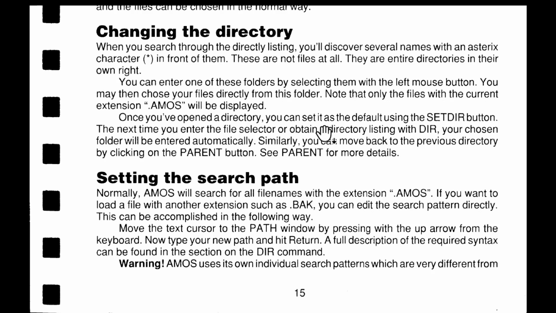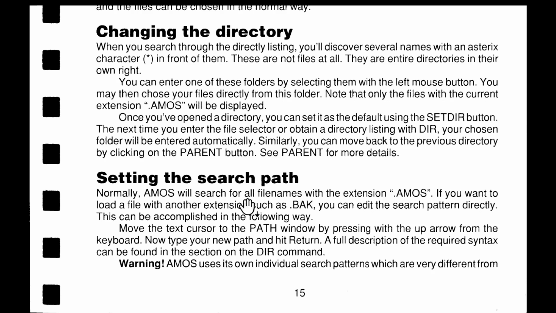Once you've opened a directory, you can set it as the default using the set dir button. The next time you enter the file selector or obtain a directory listing with dir, your chosen folder will be entered automatically. Similarly, you can move back to the previous directory by clicking on the parent button. See parent for more details.